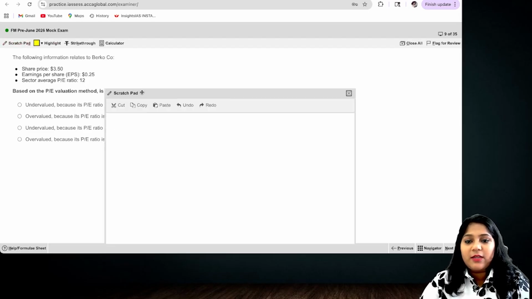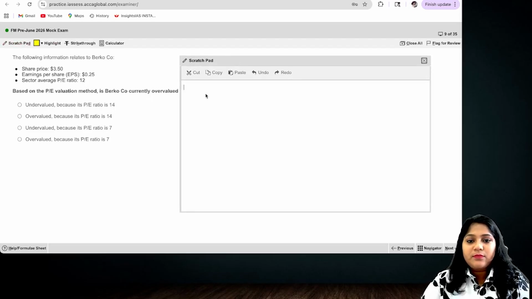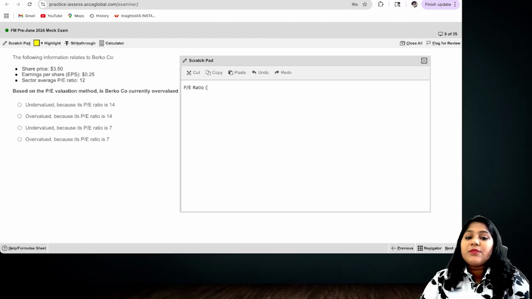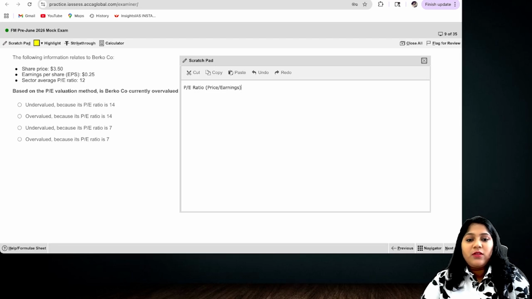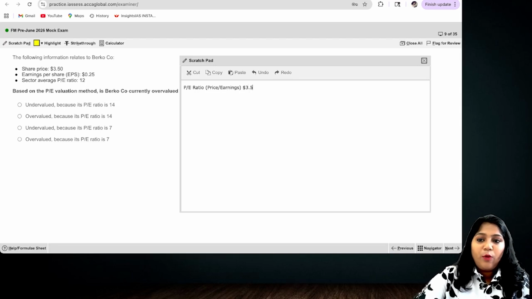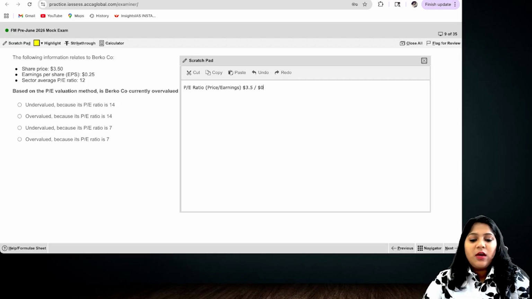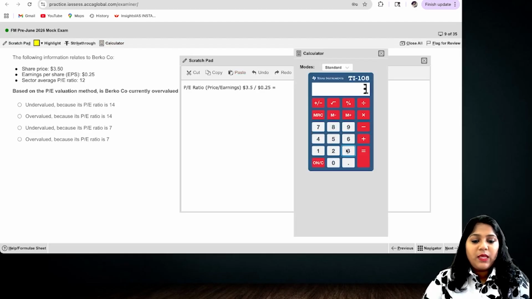So how do you calculate the PE ratio, guys? Sometimes the formula is right in front of you and we don't remember. It is nothing but price divided by earnings, where P stands for price and E stands for earnings, and you find out the number of times. Here the share price is 3.5 and the earnings are 0.25. So that gives a PE ratio of 3.5 divided by 0.25, which is 14 times.